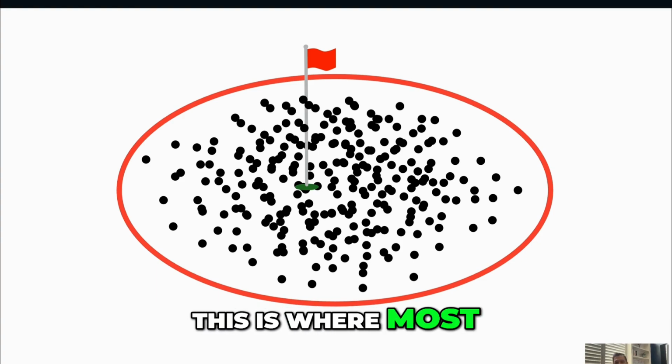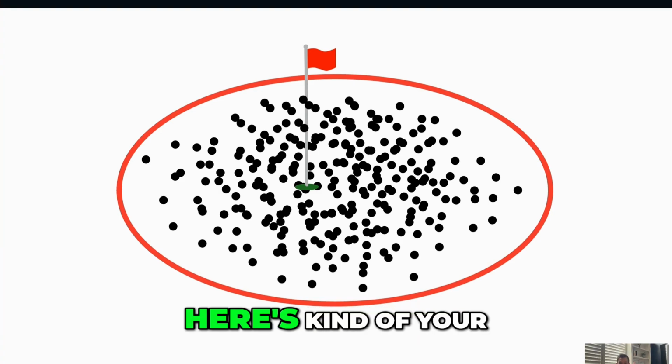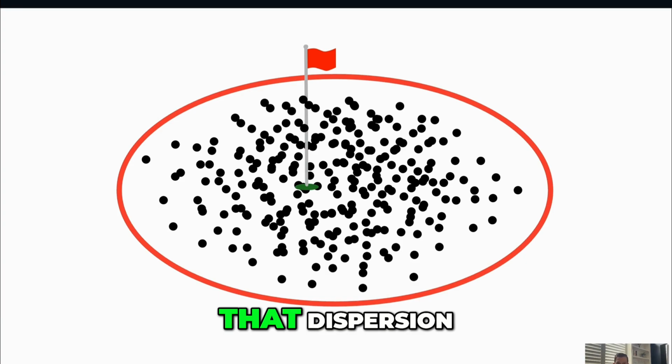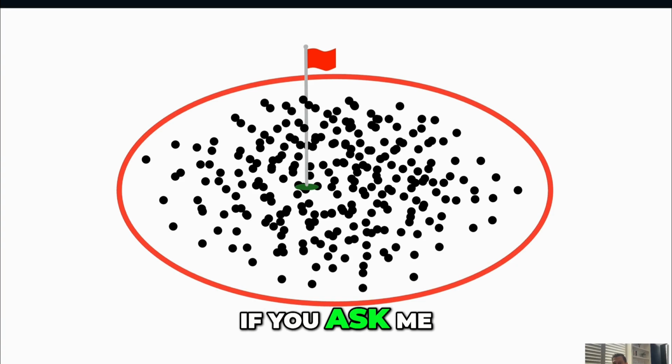Now, this is where most people stop when it comes to dispersion patterns. They effectively say, okay, here's kind of your historical shots. Here's a nice circle that kind of best fits that dispersion. And why don't you go try and make some decisions based off of that? Not really that useful, if you ask me. There's so much more that we can be doing with this.